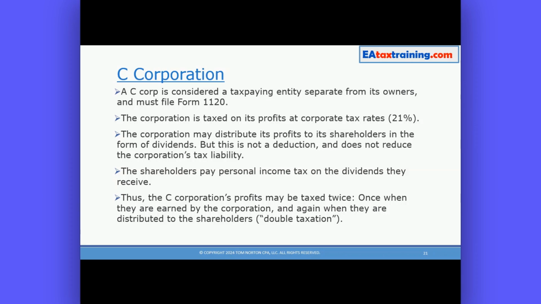So if the corporation distributes some of those profits in the form of dividends to the owners, then those owners pay income tax on those dividends. You may have heard about double taxation with a C corporation, and this is what they're talking about. The C corporation's profits, in effect, are being taxed twice. Once when they are earned by the corporation, and then again when they are distributed to the shareholders. So that is the double taxation that people talk about.